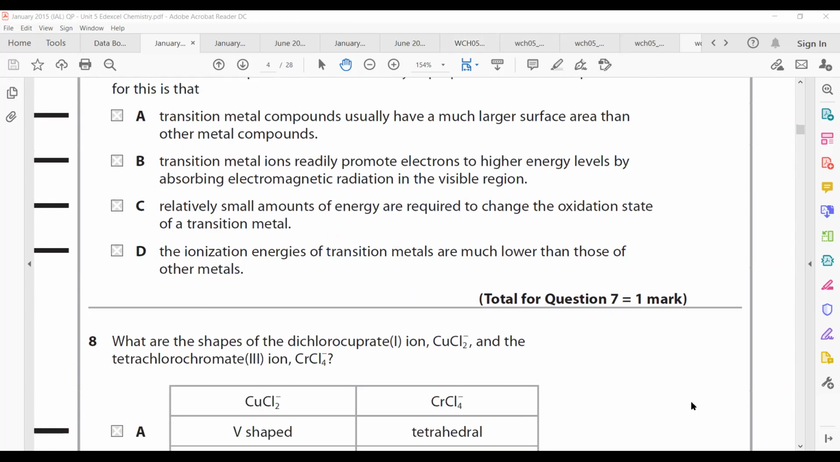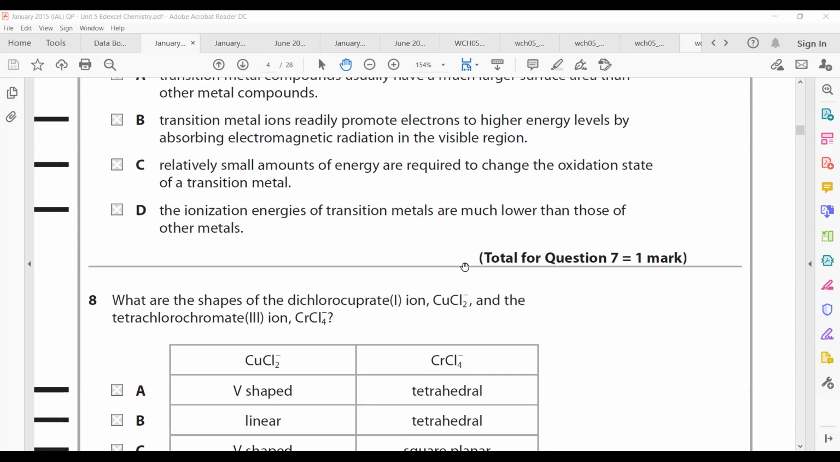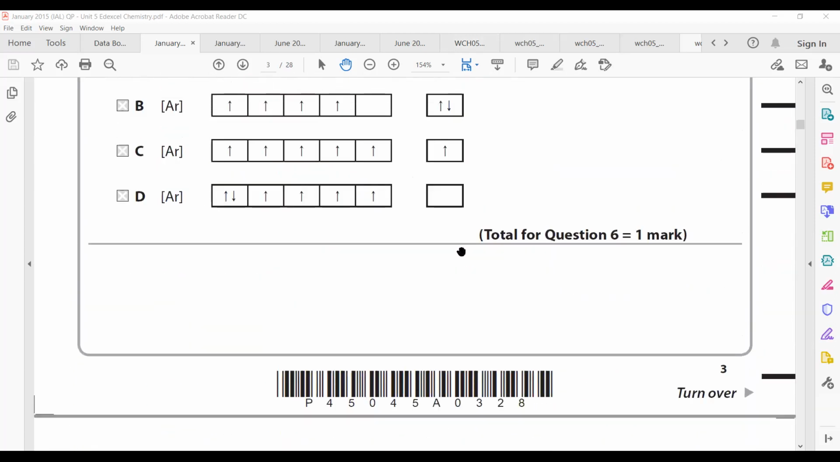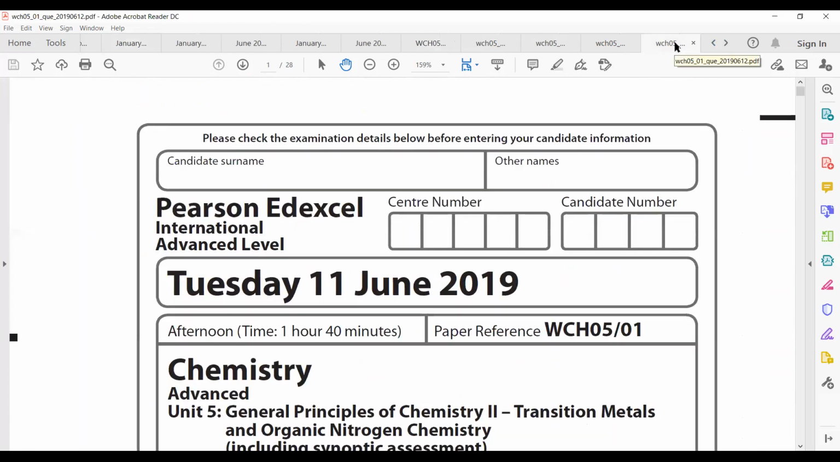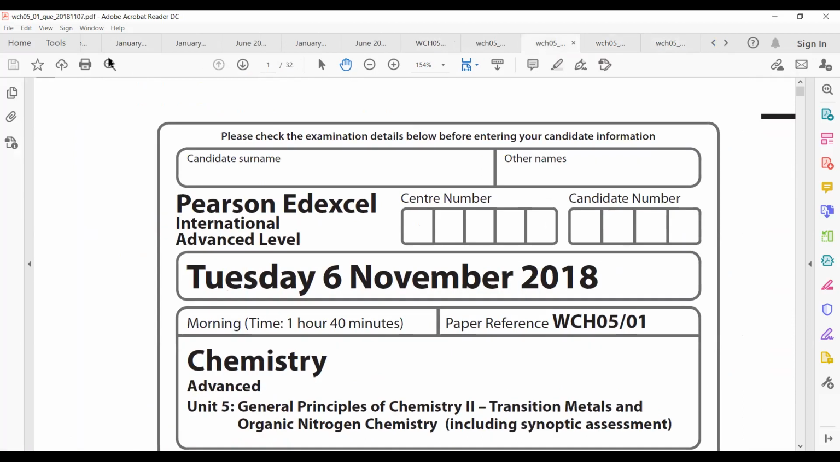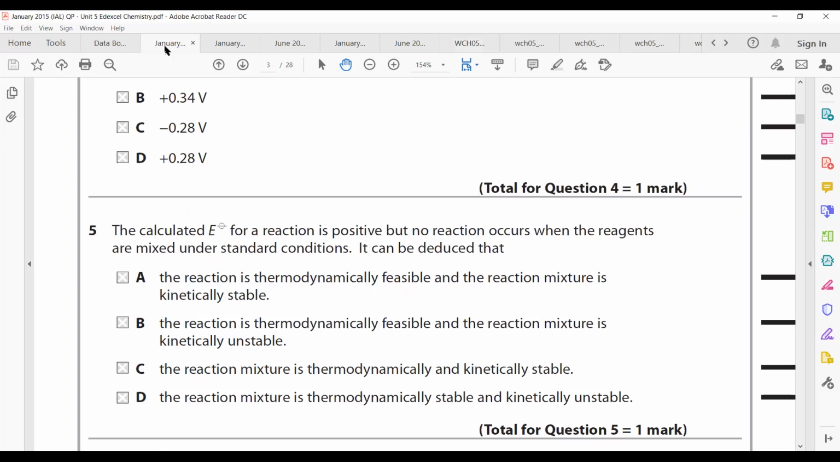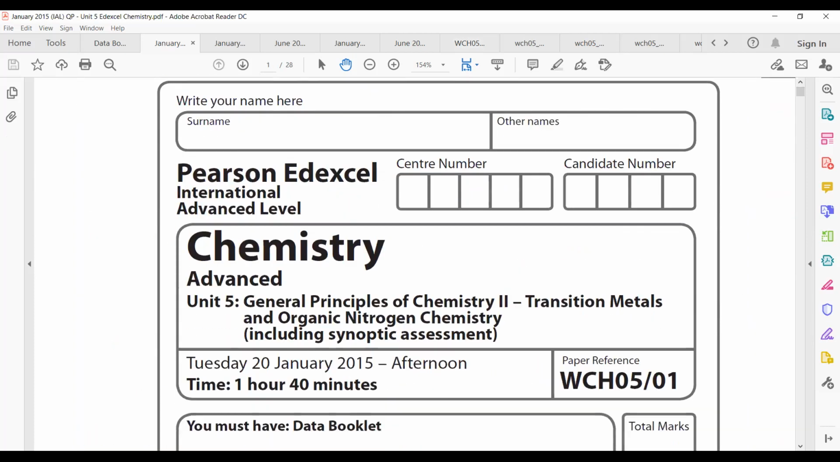Then here we have: the electrode potential of a cell is directly proportional to entropy, and it is directly proportional to ln K. So a higher electrode potential means greater entropy. That was January 2015. Okay.